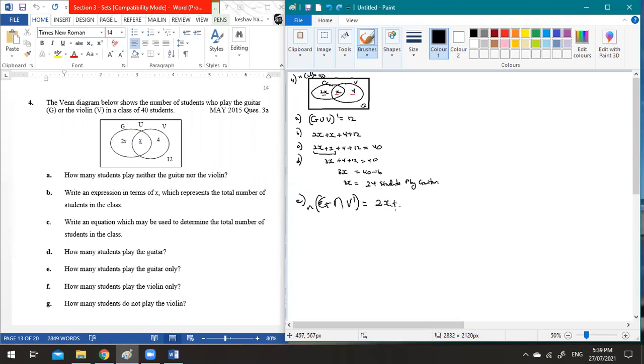So we know 2x plus x is equal to 24, right? So the number of students that play guitar only would be the 2x here. So we had to do a little working on the column here. We're going to find how much the x value is. So if 3x is 24, divide by 3 to give you x. So x is 8. So the number of students that play guitar will be 24 minus 8, which is 16 students.